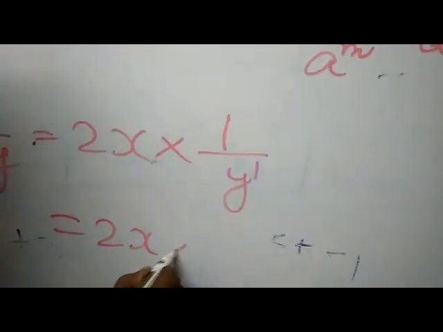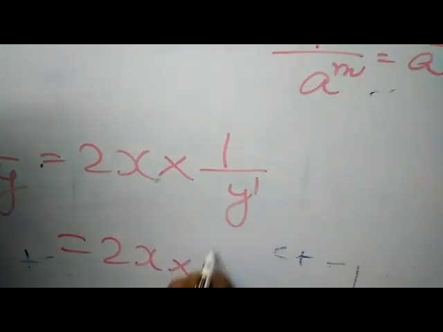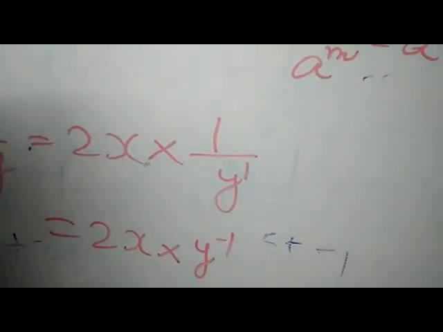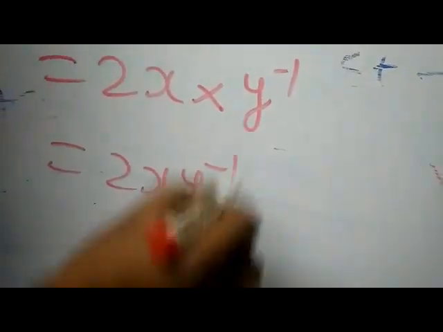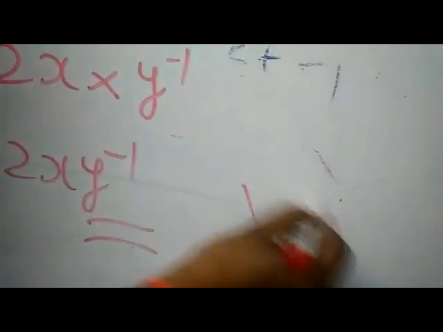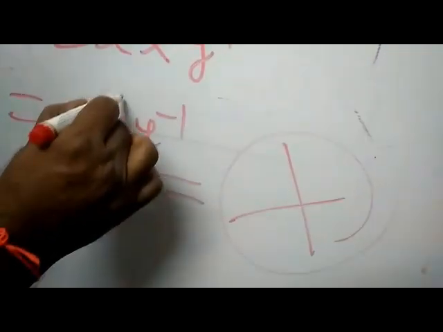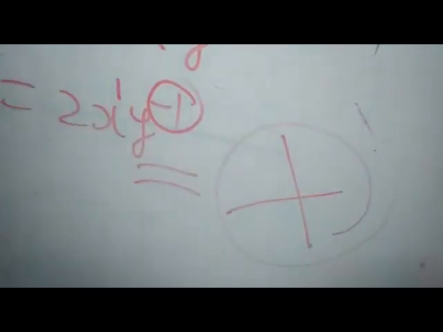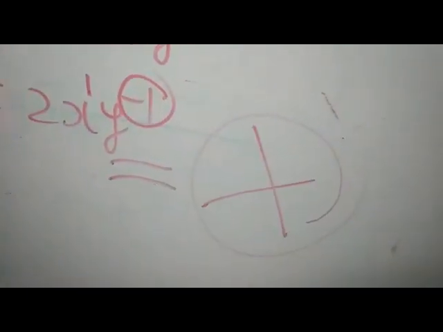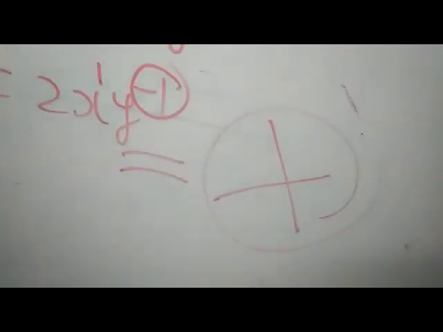So 2x into 1 by y to the power of 1 is equal to y to the power of minus 1. That is nothing but 2xy to the power of minus 1. This is not a polynomial. Why? Because the power of the variable is a whole number here, okay? But here the power of the variable y is not a whole number. That's why it is not a polynomial.